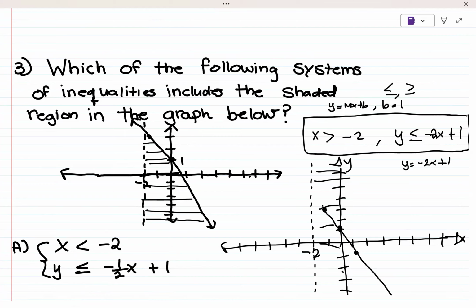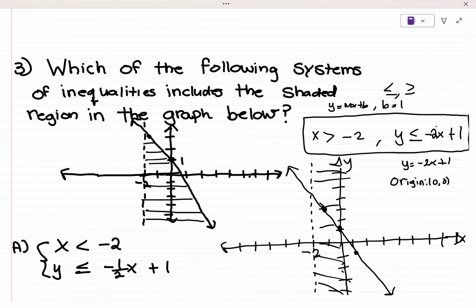Okay. Then for the shading, the shading is where they both meet. So you might have to erase part of the stuff. But yeah. So how do we do the shading for this one? This one's already given. If it's a vertical line and you just follow the symbol, it says greater than, so you're going to shade everything to the right. For this one, what I would do is pick a point that the line does not go through. And I like to use the origin, 0, 0.